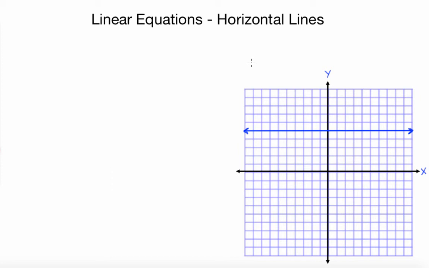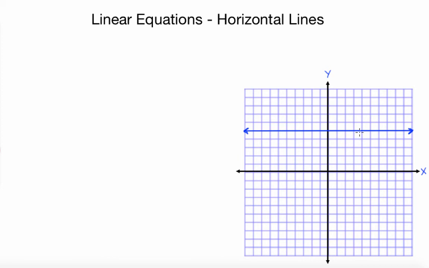So I've got a horizontal line drawn out here. A horizontal line is just a flat line that goes straight across. You notice there's no increase or no decrease, it's a straight line, straight across. And we can write a linear equation for this line, and there are some special things that are going on.